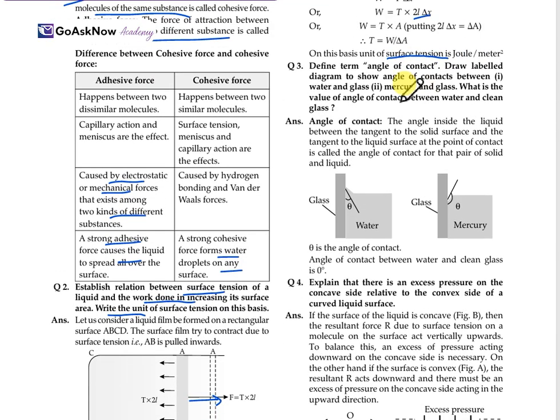Now define the term angle of contact. Draw the labelled diagram to show the angle of contact. First, water in the glass. Second is mercury in the glass. What is the value of the angle of contact between water and clean glass?